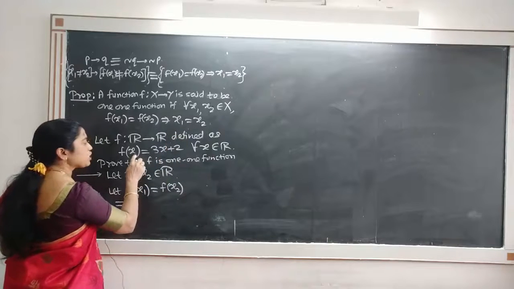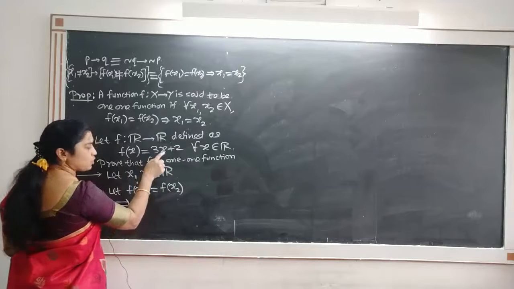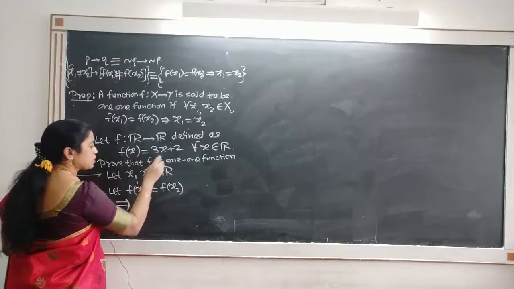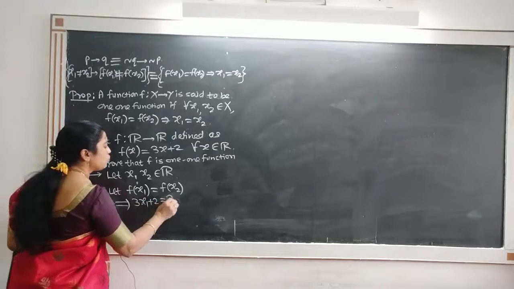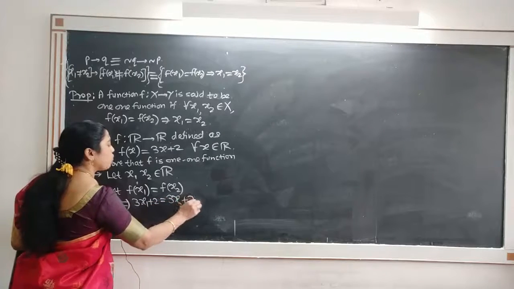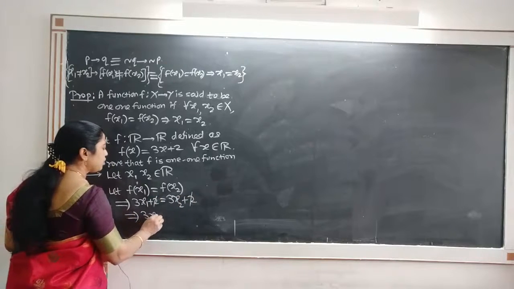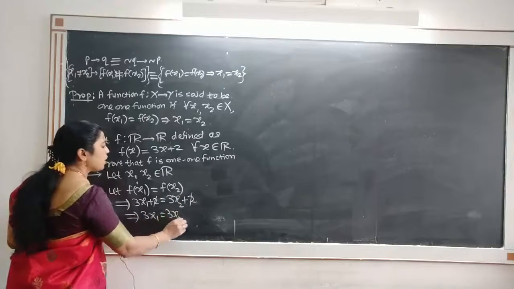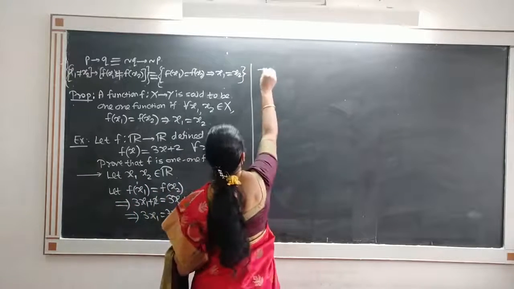Now what is f of x1 by definition? It is 3x1 plus 2, because f of x is 3x plus 2. So if you replace x by x1, the definition becomes 3x1 plus 2 is equal to 3x2 plus 2. On both sides 2 gets cancelled. We get 3x1 is equal to 3x2. Divide both sides by 3. We get x1 is equal to x2.